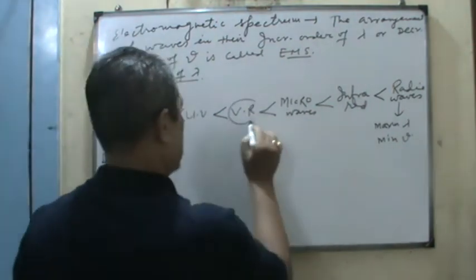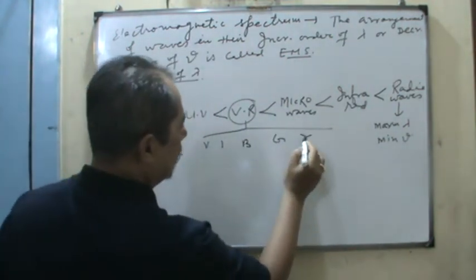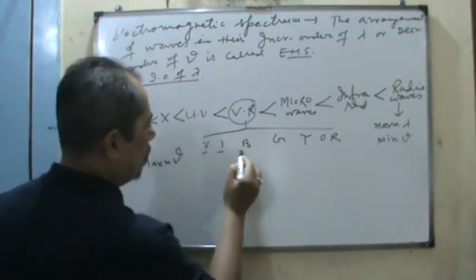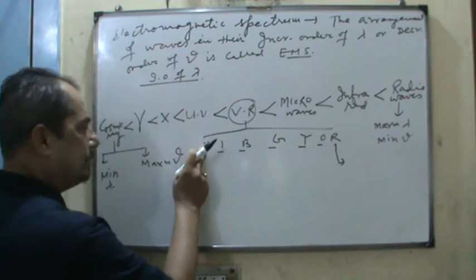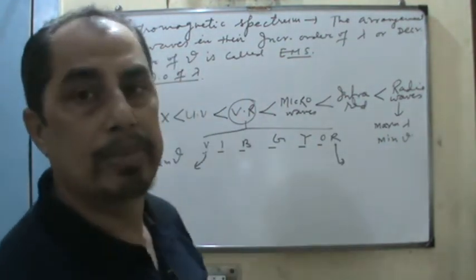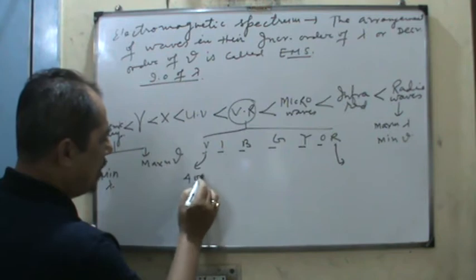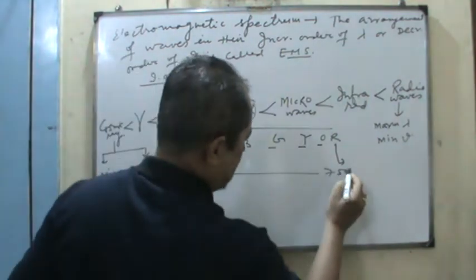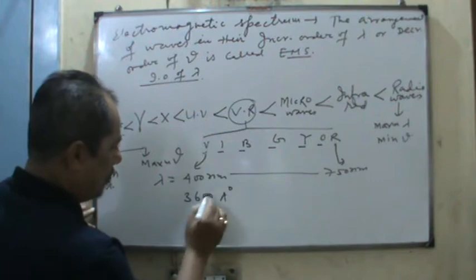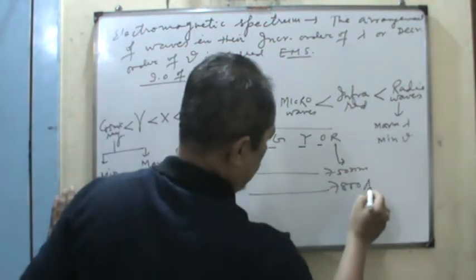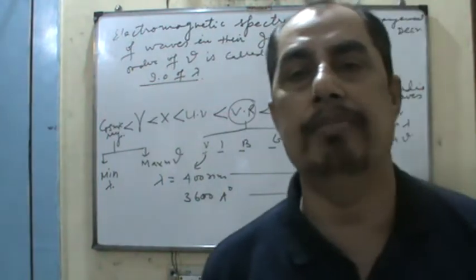This is the visible region of the light. And the visible region of the light is, you know very well, VIBGYOR. That is: violet, indigo, blue, green, yellow, orange, and red. So you can see violet has minimum wavelength and maximum frequency, but red has maximum wavelength and minimum frequency. In nanometers, it is 400 nanometer to approximately 750 nanometer in terms of the wavelength, or 3600 angstrom to 7800 angstrom.